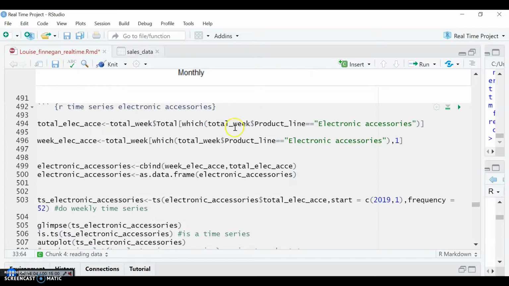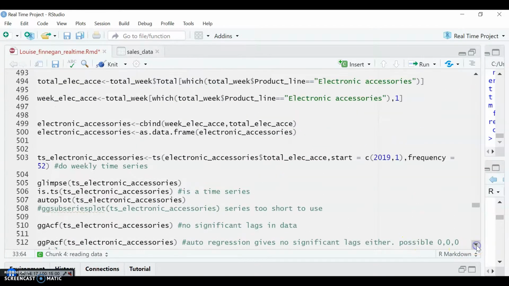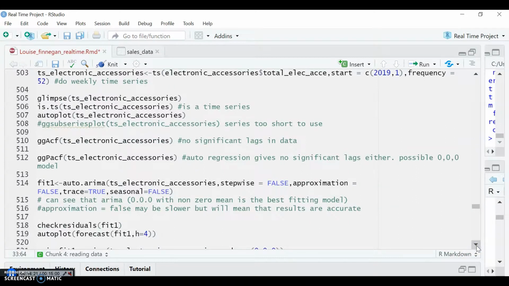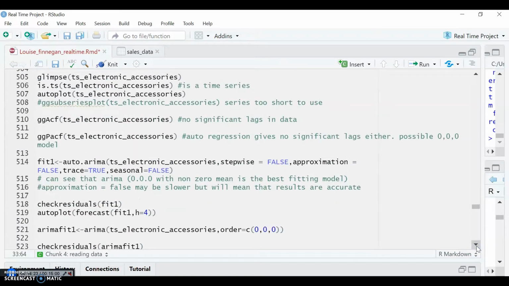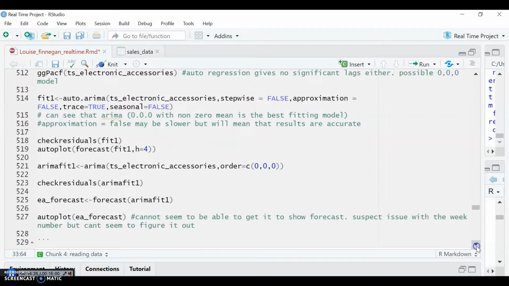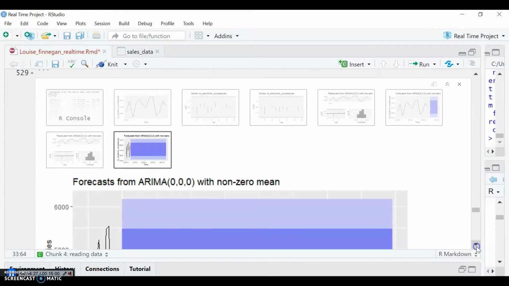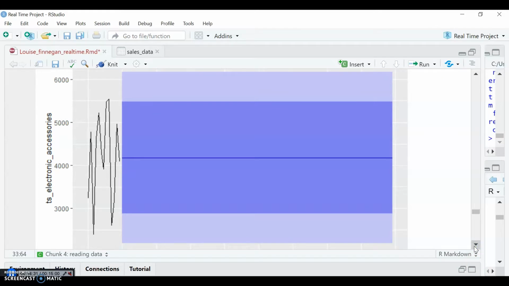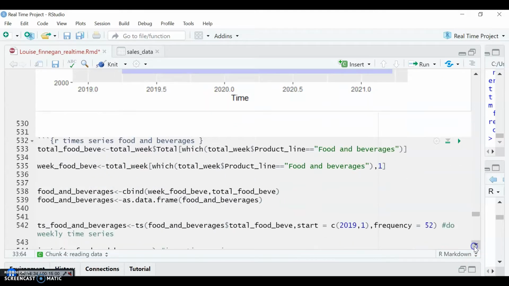I specifically picked the product line as being electronic accessories, and then I looked at the sales each week for electronic accessories. Then I created that as a data frame before I created my time series. I tried to do a sub-series plot, but the data series was too short to use, and that was the warning that came up in R. Managed to fit the models, but my forecast, for some reason, I can't get that figured out, and I think it's something to do with lubridate, so that's something I know I need to work on.